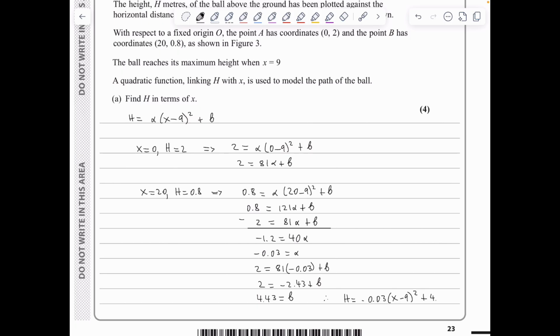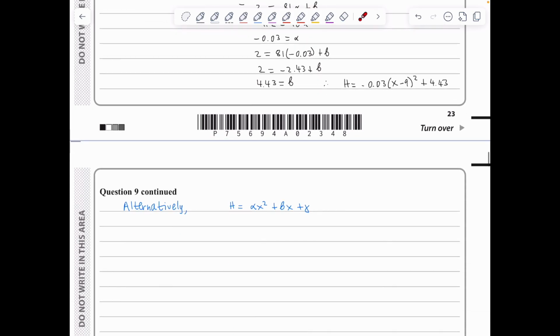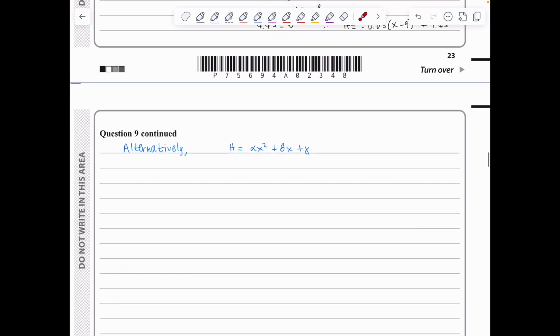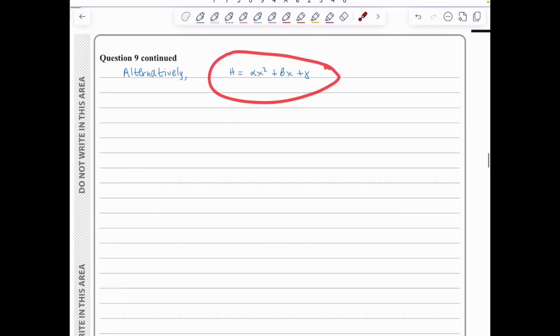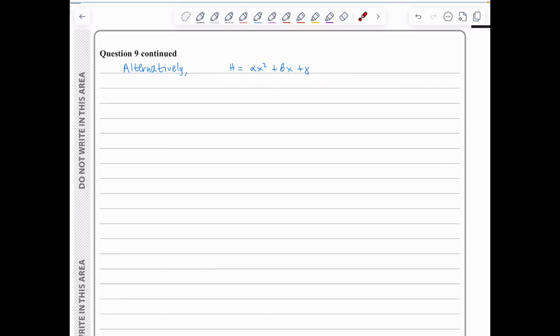plus the 4.43. Now an alternative approach would be to start by a very general form for the quadratic. So H is alpha x squared plus beta x plus gamma. Well, we know that when x is 0, capital H is 2, and this means that 2 is equal to gamma because these two terms will be 0.